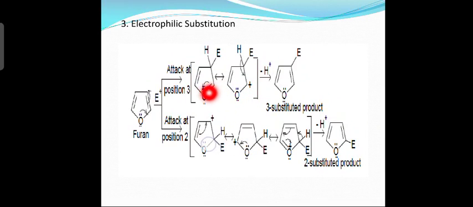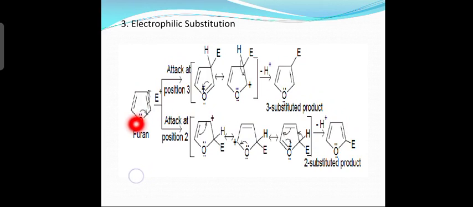These electrons have come back here, therefore you have a lone pair of electrons here, so the lone pair stays as it is. So this is known as the 3-substituted product. Now, attack at position 2. How does attack at position 2 take place?